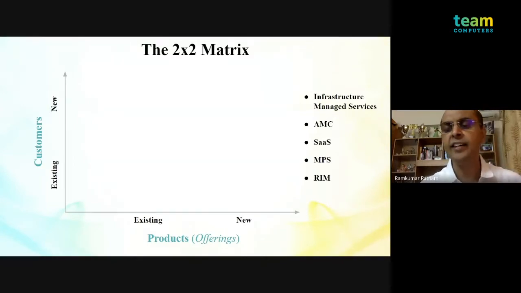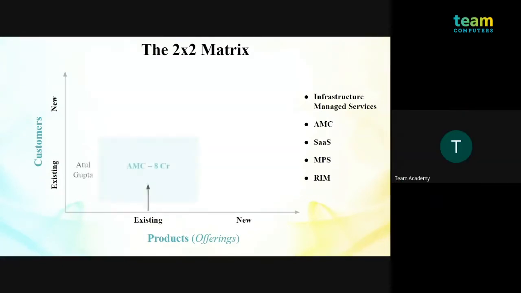If you look at the extreme right, this tells you what portfolio I have in my bag. I have infrastructure managed services, AMC, SaaS, MPS, and RIM. These are my offerings as part of the managed services portfolio, and I'm responsible to take this portfolio to the market. Now come back to this matrix. Can you put up the first click? Yes.